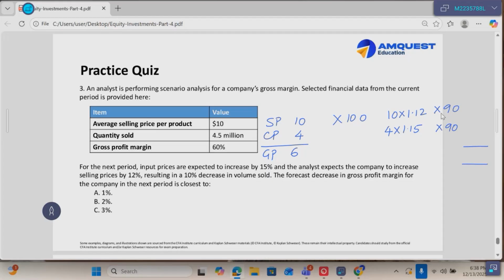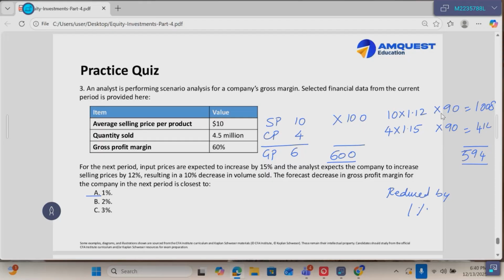Let's calculate the impact. My gross profit over here was 600. Let's see what it is over here. This is 1008. This is 414, 594. So 600 has become 594. That means it has reduced by 1%. The forecast decrease in gross profit margin is 1%.